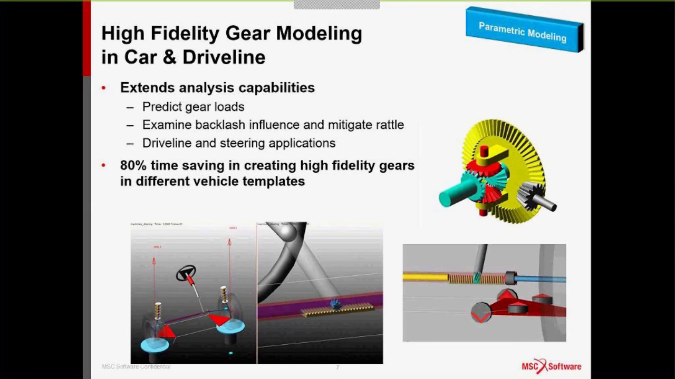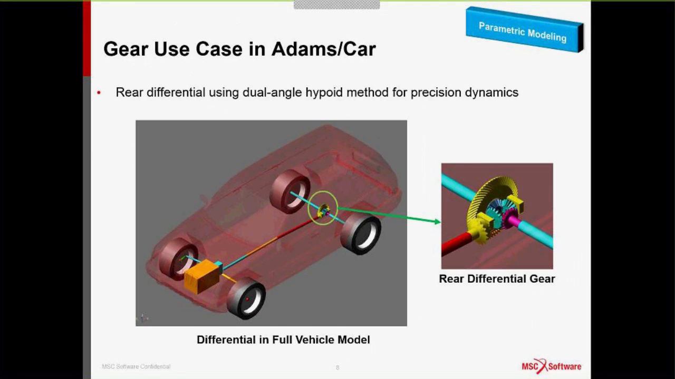So you see some typical applications here: differential, obviously, and steering systems with rack and pinion gears. Typical use case. So here we have a dual angle hypoid, which is one of the options available for the differential gear. Typical application here in a rear-wheel drive vehicle architecture.